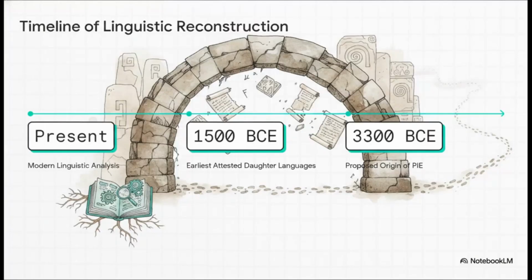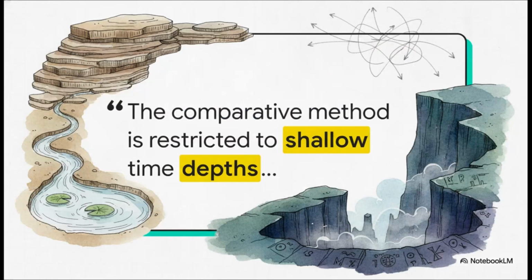And this brilliantly illustrates the time problem. The proposed origin of Proto-Indo-European sits roughly between 3300 and 4500 BCE. That means PIE reconstruction requires reaching back to a staggering depth of 5500 to 6500 years from the earliest historically attested daughter languages. We're talking about a massive chasm of time with literally zero physical documentation. So why does that massive time gap actually matter?